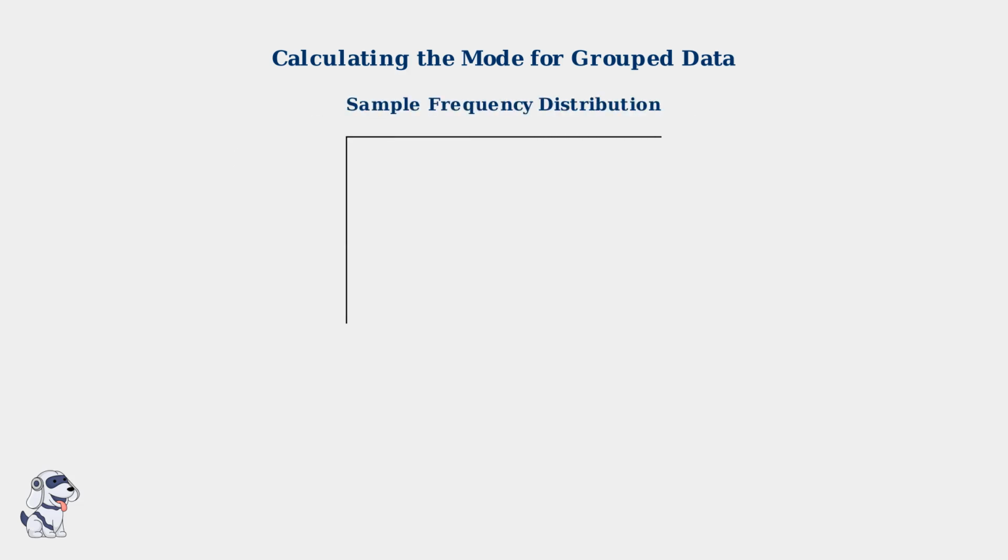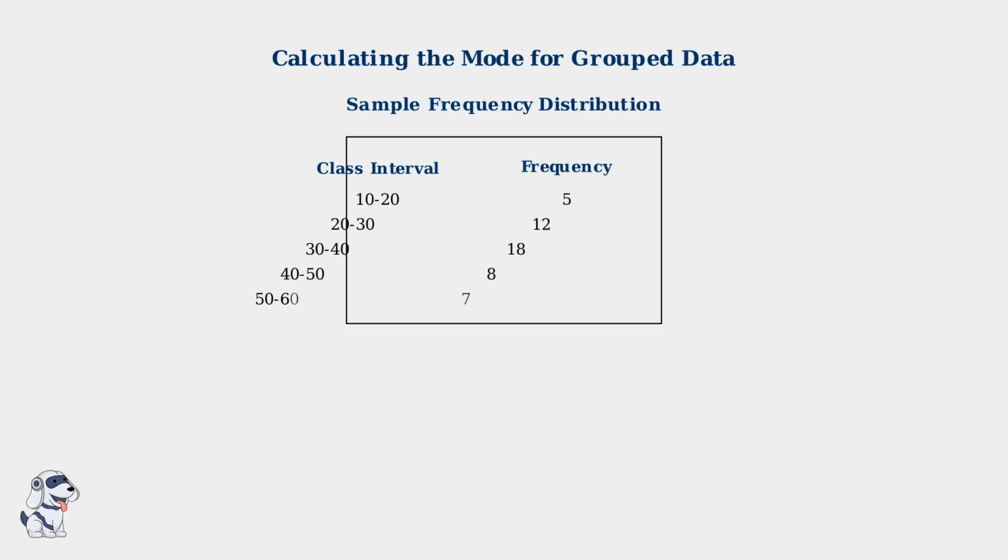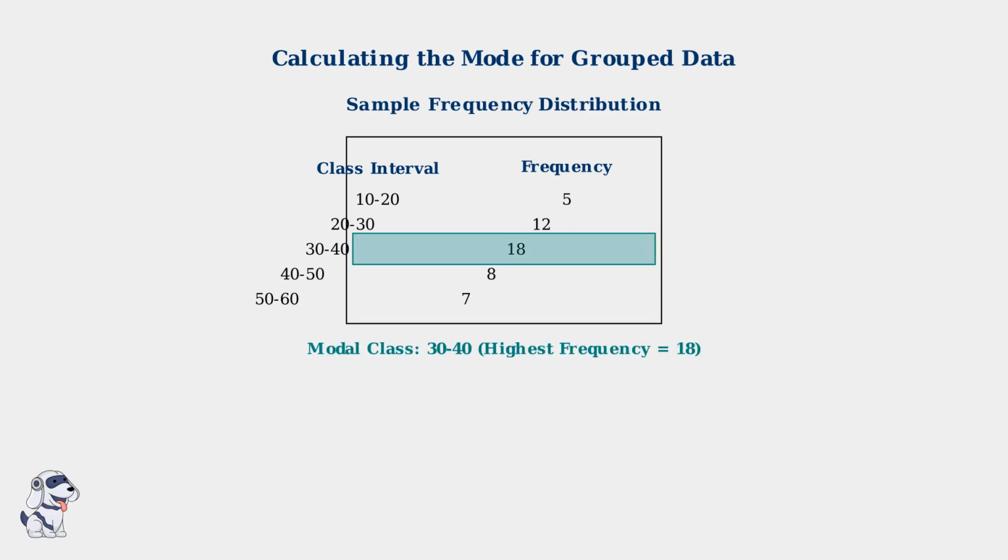Let's examine a sample frequency distribution. We have 5 class intervals with their corresponding frequencies. Notice that the class 30 to 40 has the highest frequency of 18. The modal class is 30 to 40 because it has the highest frequency of 18. This is where our mode will be located.